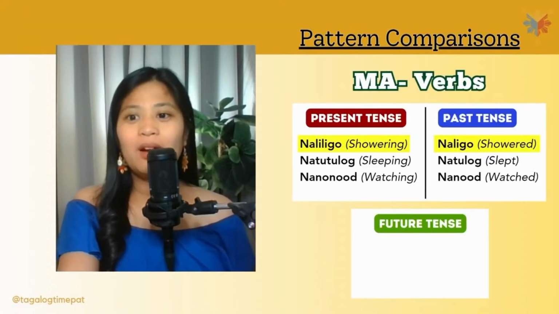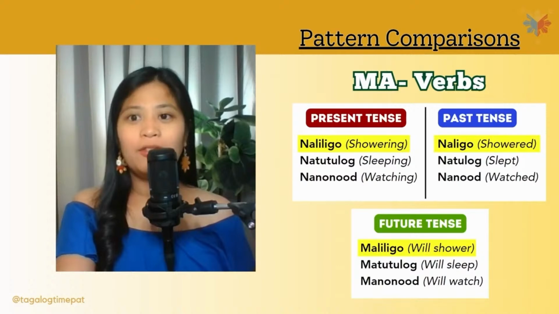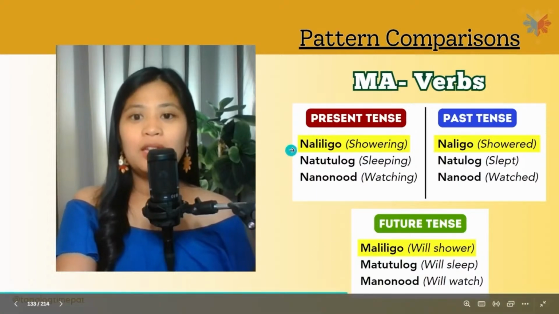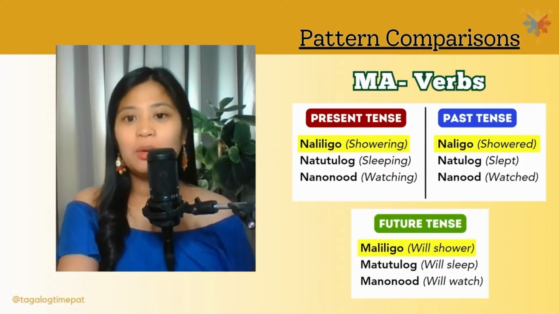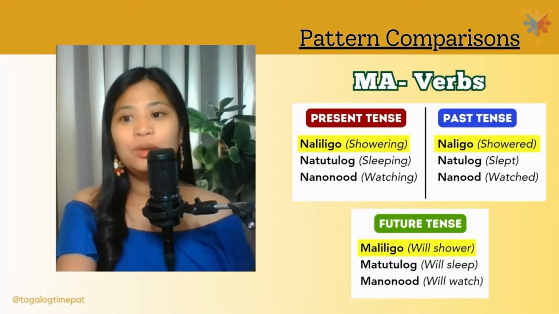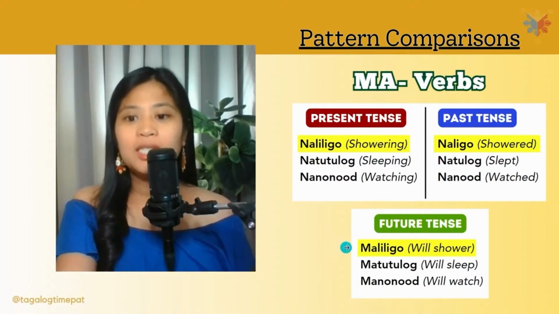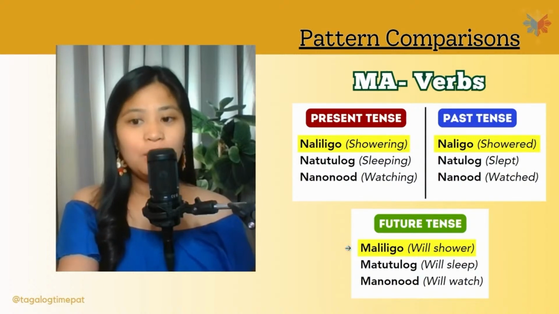Now let's compare all of the tenses together for ma verbs. Let's just take a look at the highlighted ones. Maligo means to shower. In the present tense, it's naliligo ako. Showering, taking a shower. In the past tense, it's naligo, showered. In the future tense, it's maliligo. Maliligo ako, I will take a shower.